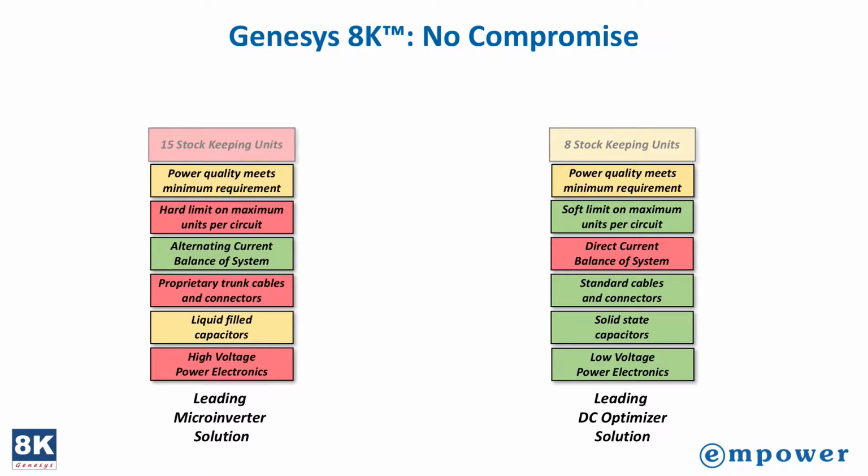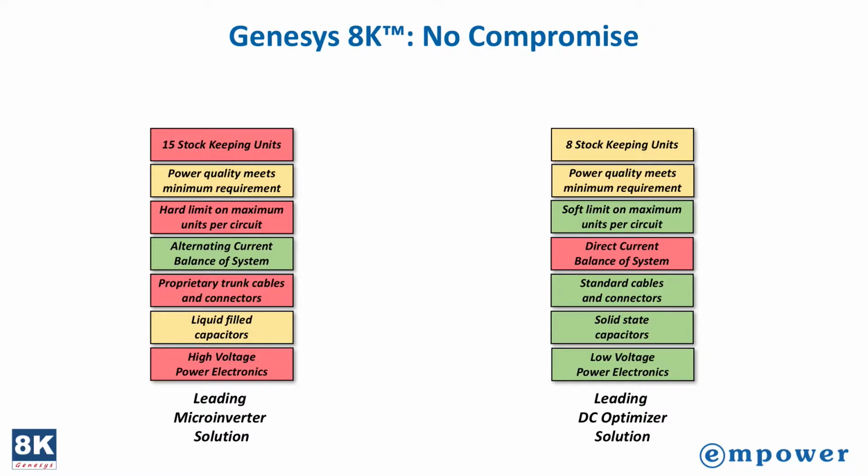Attribute 7. Number of stock-keeping units. Optimal residential energy economics differ from household to household. To achieve optimal energy economics, systems installed must be right-sized for each household. The leading microinverter solution relies on a total of 15 stock-keeping units to support flexible sizing of systems, whereas the leading DC optimizer solution relies on 8 stock-keeping units. Consolidation of the number of stock-keeping units improves operational efficiencies and reduces inventory costs, warehousing costs, and logistics costs throughout the entire value chain.